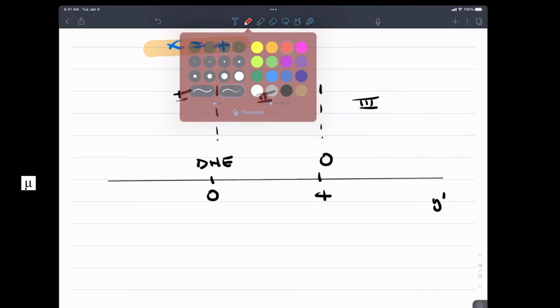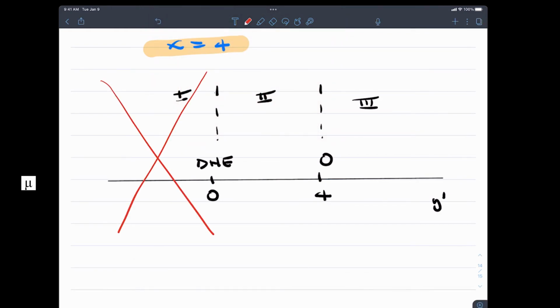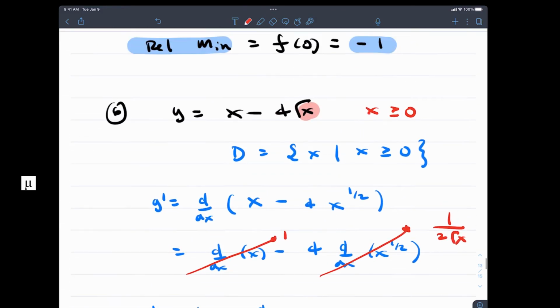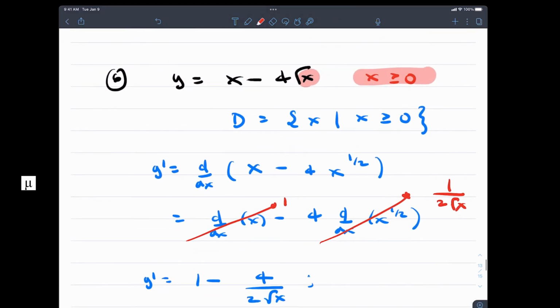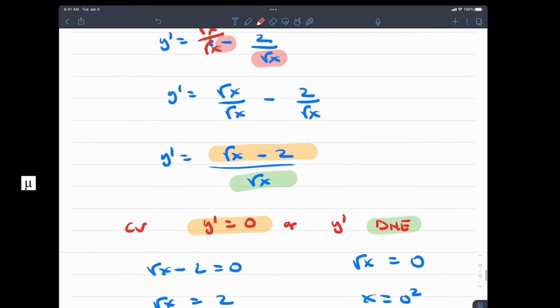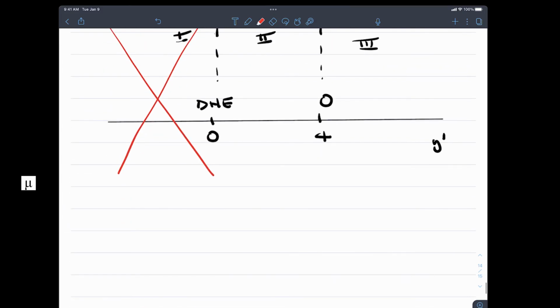I'm going to have to throw out region 1. Does anybody know why I throw it out? Why do I have to throw out region 1? Don't even bother with region 1. You only have 2 regions. Why does that go away? The domain is what? Remember this domain? I said that's going to be an issue for us. This function is only defined for positive numbers or 0, because of that square root, ladies and gentlemen. So throw that out.